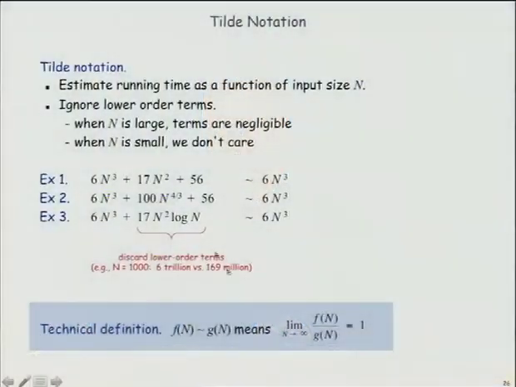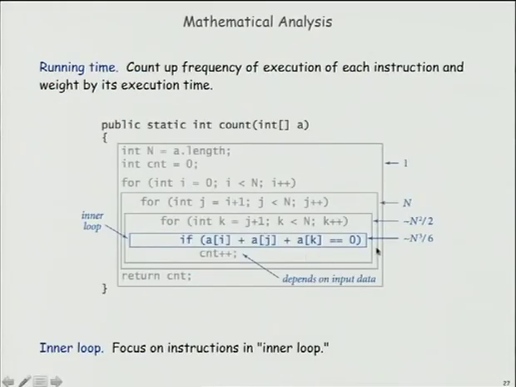In the previous lecture we ended with the tilde notation. You get these equations in terms of n, the input size, for how many steps an algorithm will do. For large n we can ignore the lower order terms and just keep the higher order terms, and I ended up with the technical definition of the tilde notation. Now let's put this into practice with the analysis of our three-sum problem.